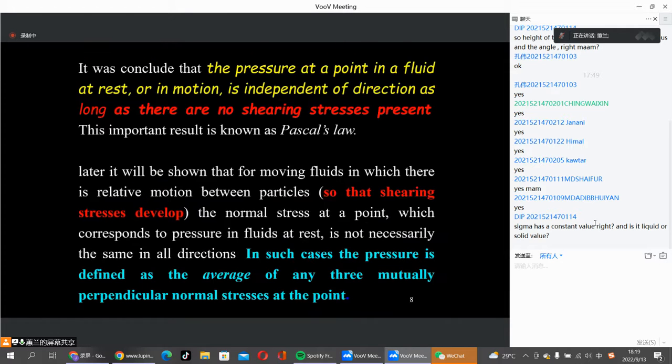What does it mean? It means the pressure at a point in a fluid at rest or in motion is independent of direction as long as there are no shearing stresses present. This is known as Pascal's law. So if the fluid is in equilibrium, the pressure force will always be independent of the direction. Sure, if it's a moving fluid, that means if there is shear stress, it will not be this case.